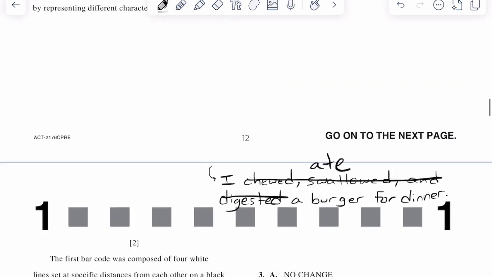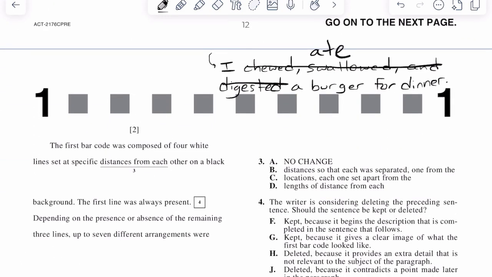So if I look at this example from Preparing for the ACT, this is number 3. So this essay of the English test is about barcodes. But number 3 says, the first barcode was composed of 4 white lines set at specific distances from each other on a black background. So clearly what this sentence is trying to say is that the first barcode was like a black box, if you will, and it had 4 white lines, and the distances between them varied or changed, and that kind of a thing, okay?